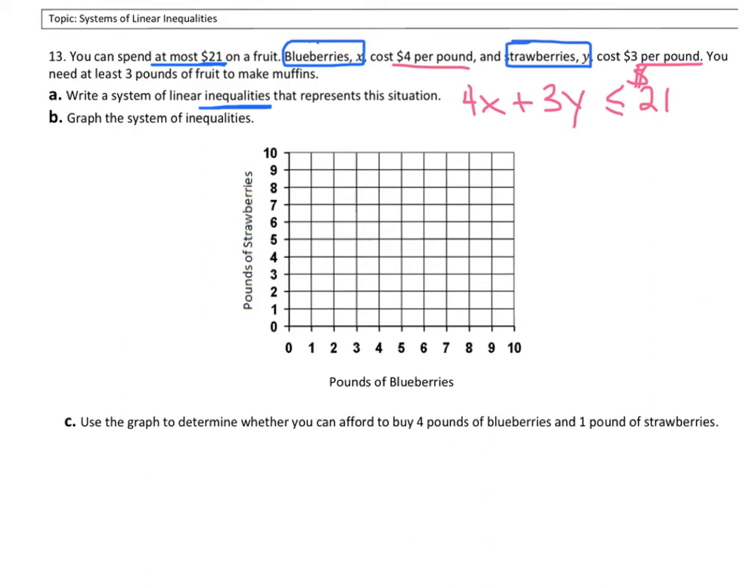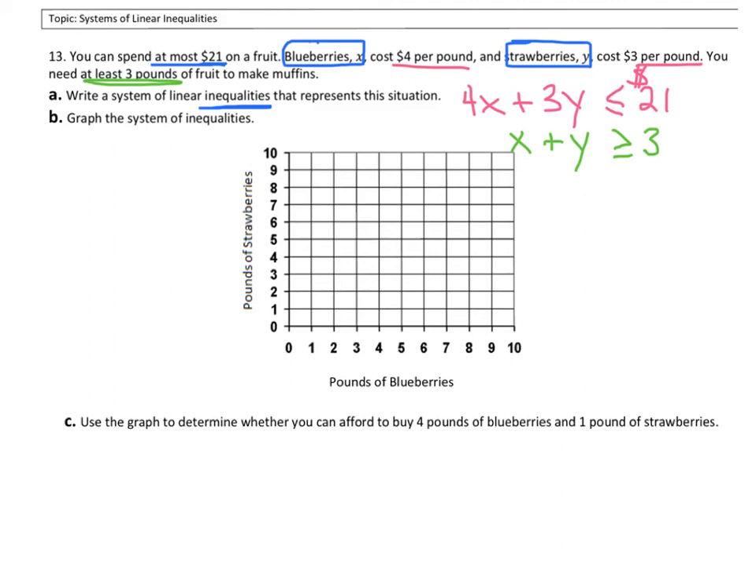Now I'm looking for another inequality keyword, and I see at least 3 pounds. So at least means that's the least you can have, and so this time it's greater than or equal to 3 pounds. Now, since the unit of measure on 3 is pounds, I should be adding two things that are talking about pounds, which this time it's going to be the pounds of blueberries plus the pounds of strawberries. Has to add up to at least 3 pounds.